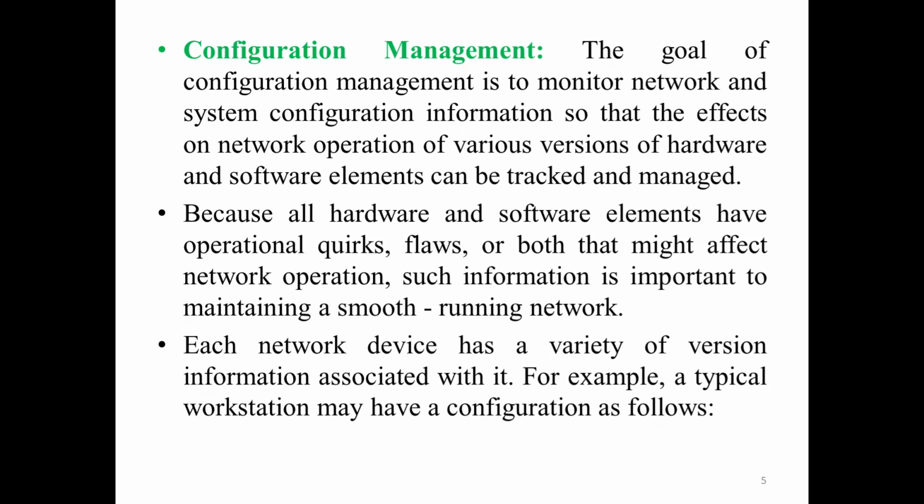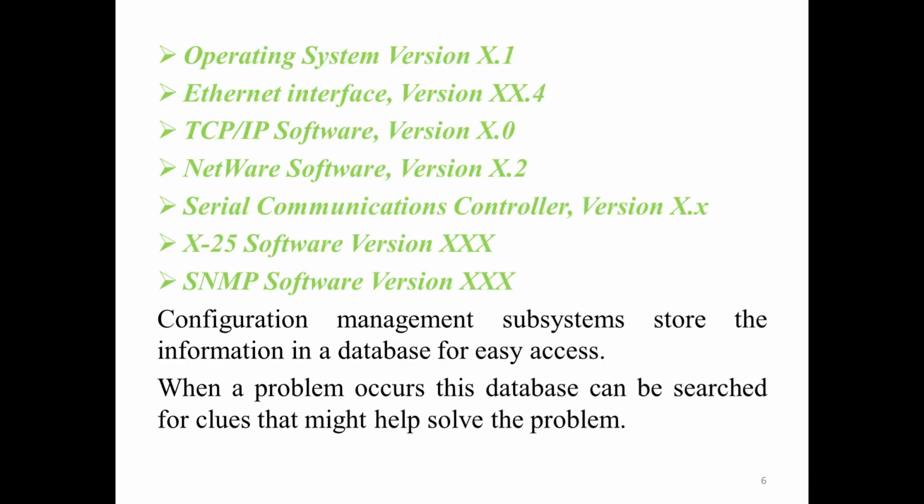Each network device has a variety of version information associated with it. For example, a typical workstation may have a configuration as follows: the type and version of operating system, the Ethernet interface version, TCP/IP software, the network software, the serial communication controller, the X.25 version, and SNMP software. Configuration management subsystems store the information in a database for easy access. When a problem occurs, this database can be searched for clues that might help solve the problem.